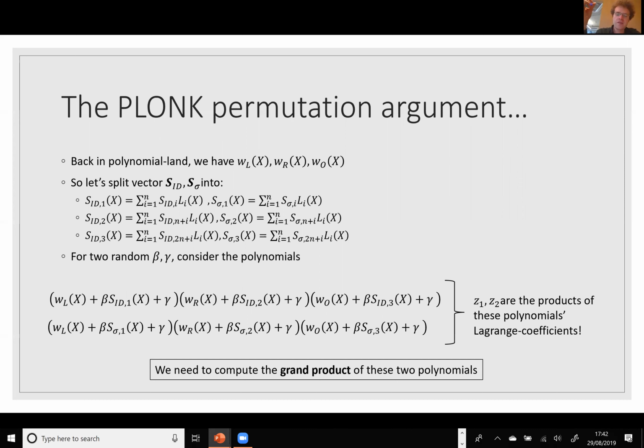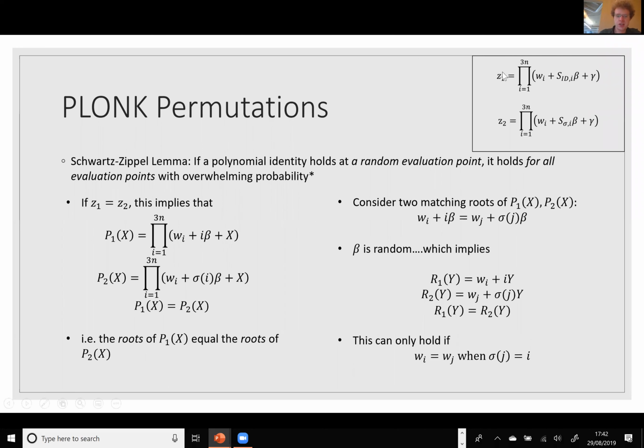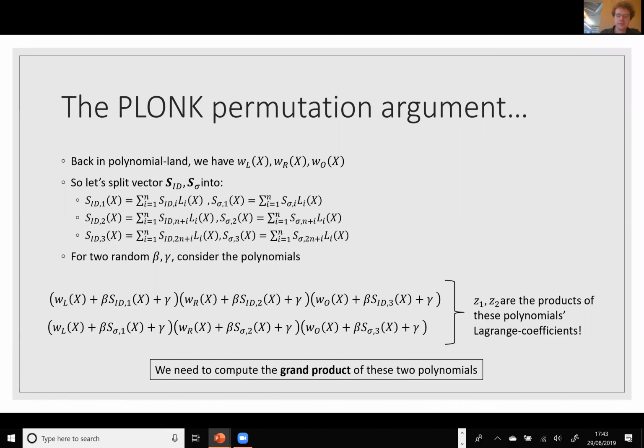And then at the bottom here, I've written out basically how you actually compute that product term. Because if you take these polynomials described at the bottom, the Lagrange coefficients of these polynomials are going to be the same as the product terms that you're multiplying together in Z1 and Z2. So great, that's useful. Now, if you compute these polynomials, you need to compute the product of each Lagrange coefficient to get the grand product.